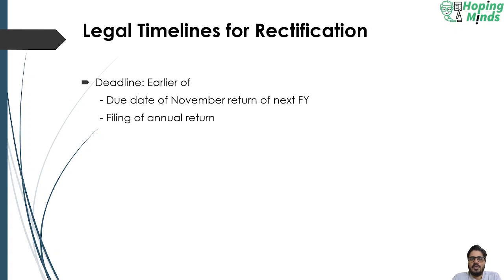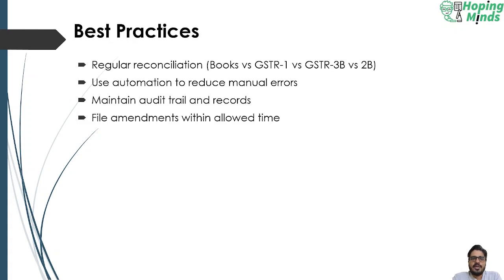So what are the best practices? Regular reconciliation of GSTR-1, GSTR-3B, GSTR-2B and the books. Then use automation to reduce manual errors. Always maintain audit trail and records, so proper documentation is a must, and file amendments within the prescribed time limit.